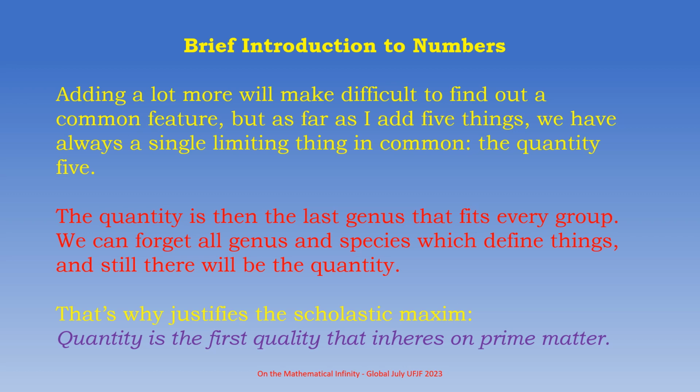There are representative elements that represent these two principles, matter and form. And what I am saying right now is that the quantity, no matter discrete or continuous quantity, but the quantity itself, is the first accidental form that inheres in prime matter, which means that the quantity is very close to pure matter, to prime matter, right?